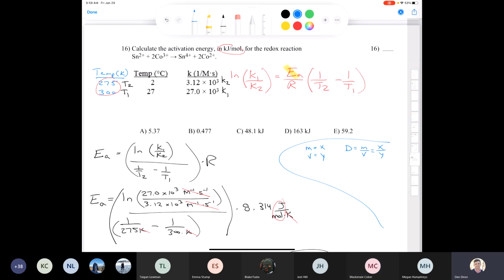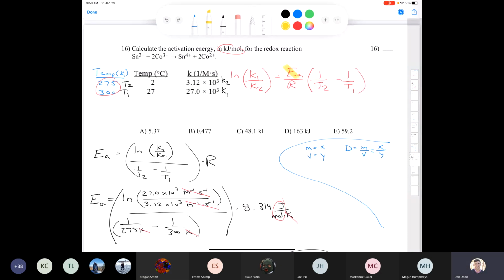Okay, no problem. I have a question. Go ahead. How do we decide which will be T2 or T1? Doesn't matter. It doesn't matter at all. Okay. You can go back. Everybody can test me on this. You can go back and you can switch K1, K2, swap T1 and T2. You'll get the exact same answer. It doesn't matter at all. Okay, thank you. No problem.